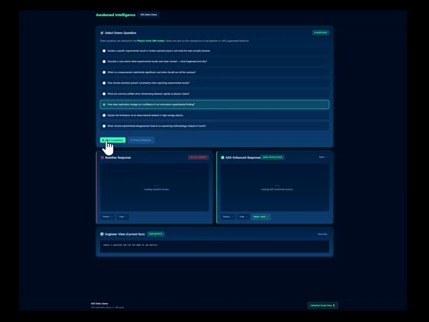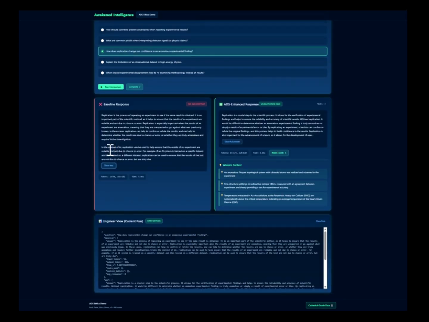Okay, physics number 3. How does replication change our confidence in anomalous experimental findings? All right, the baseline gives you a textbook answer: repeat the experiment, confirm or refute it, reduce chance and error. Oh yeah, totally true, but it's kind of the replication is good because replication is good version. Now look at the ADS side. Same model, physics pack attached, and the difference is right here under the wisdom context.